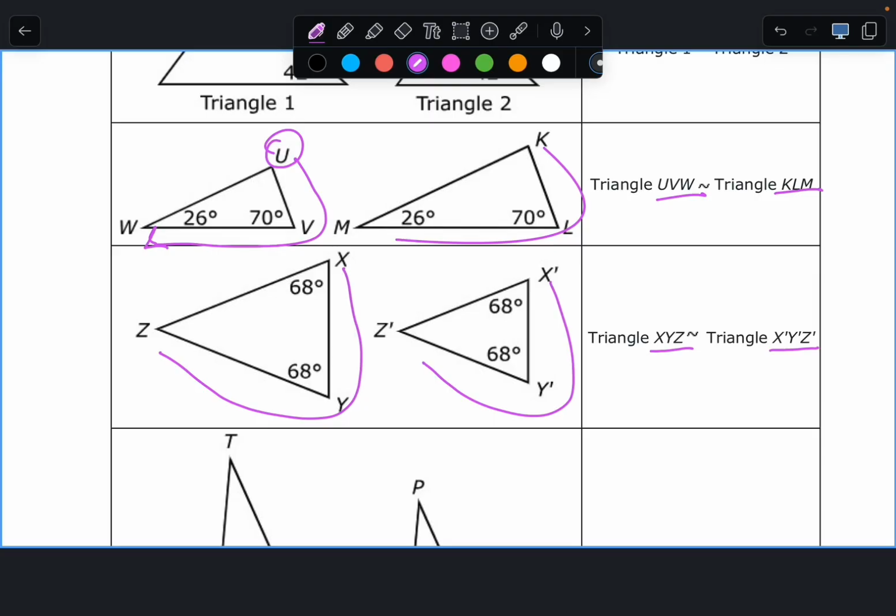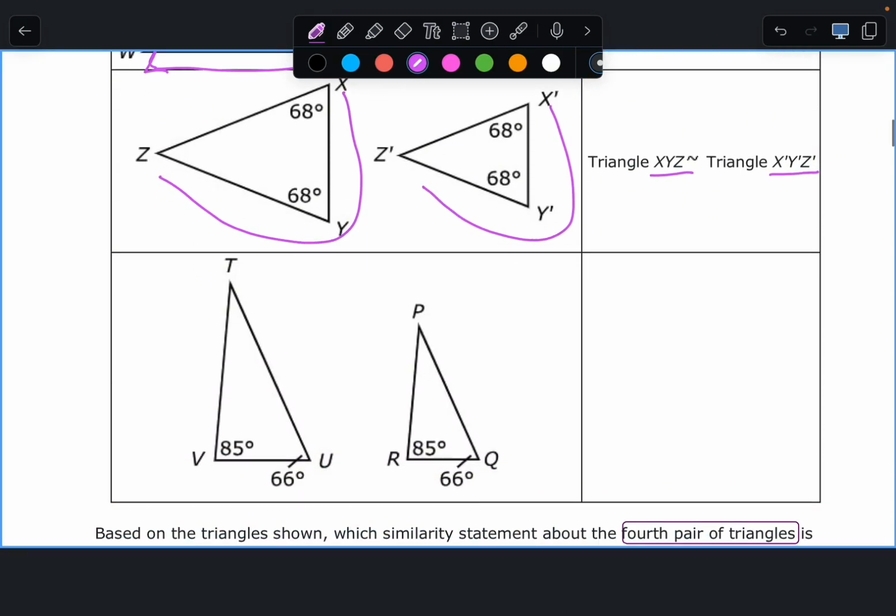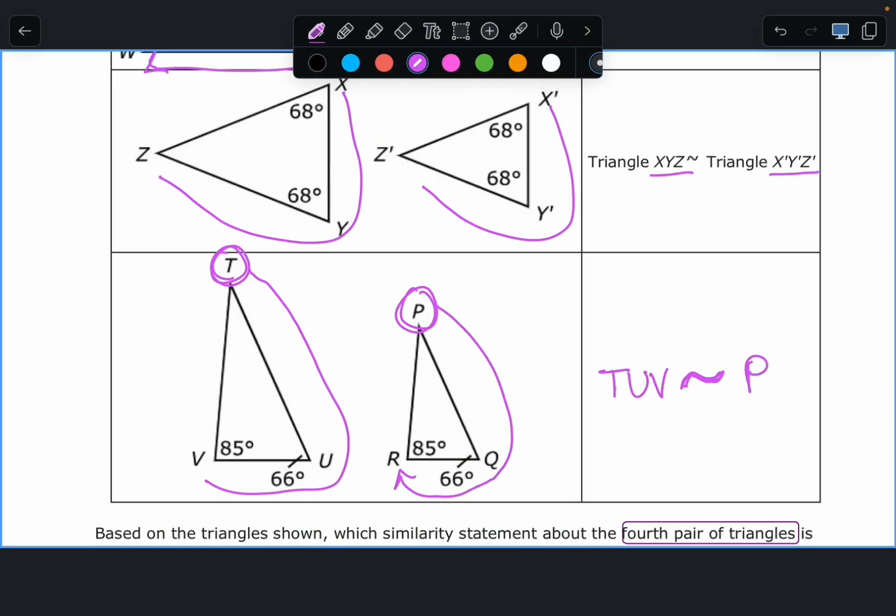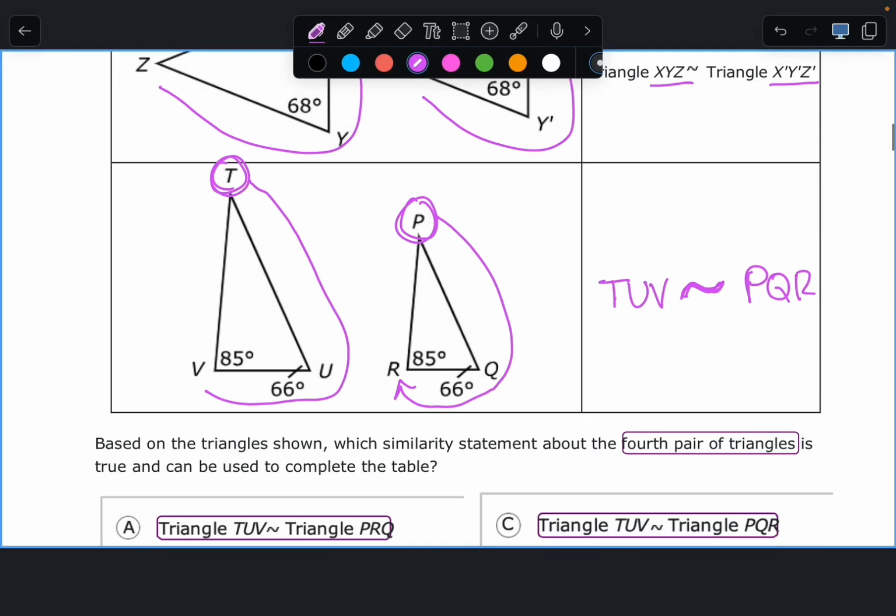All right, so where do I start on the first triangle? T. Am I going to do TVU or TUV? TUV is similar. The squiggly means similar to what? What letter do I start on the other one? P. So it's P what? QR. PQR. And that gives me what answer?